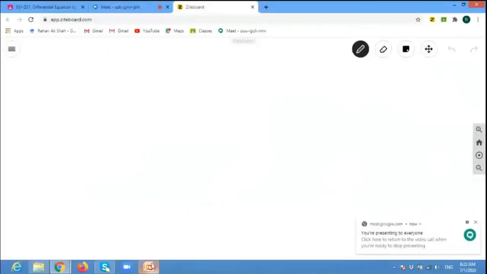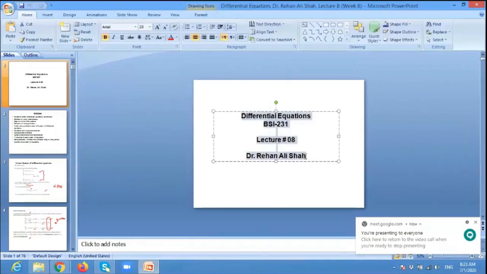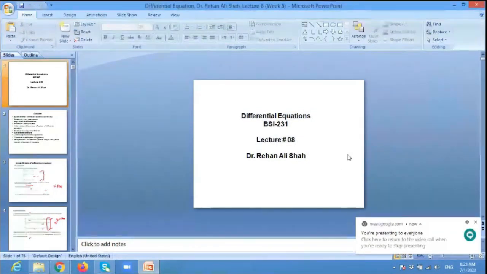So we are starting lecture 8. That is the first lecture after the midterm examination. Before this, if you remember, we have studied the second order differential equation and about homogeneous and non-homogeneous equations.